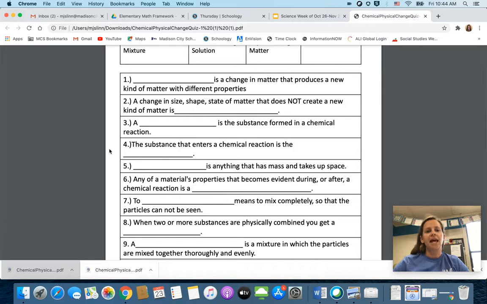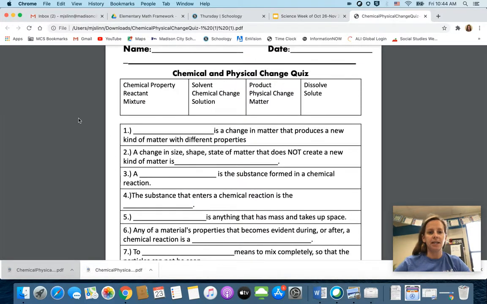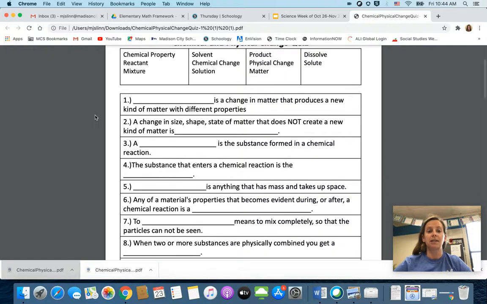The substance that enters a chemical reaction, meaning the stuff that you start with, is called the reactant. The reactants that we used when we combined the baking soda and the vinegar were those two substances, baking soda and vinegar. That's the stuff that you start with. Reactant plus reactant equals product.